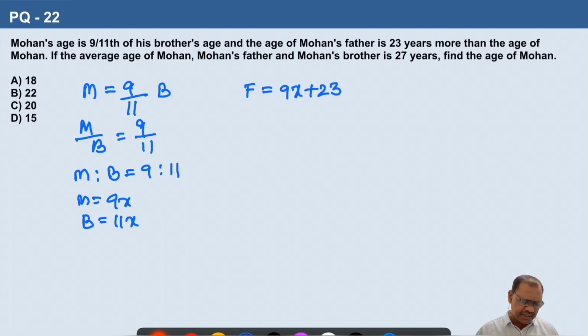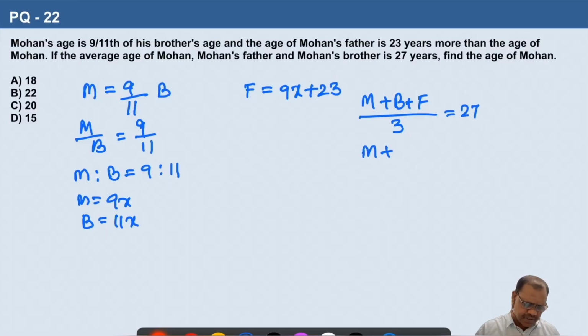And Mohan's father and Mohan's brother, if the average age of Mohan, brother and father, all the three, is equal to 27 years. So Mohan plus brother plus father is 27 into 3, which is 81. So let us substitute here brother and father's ages.